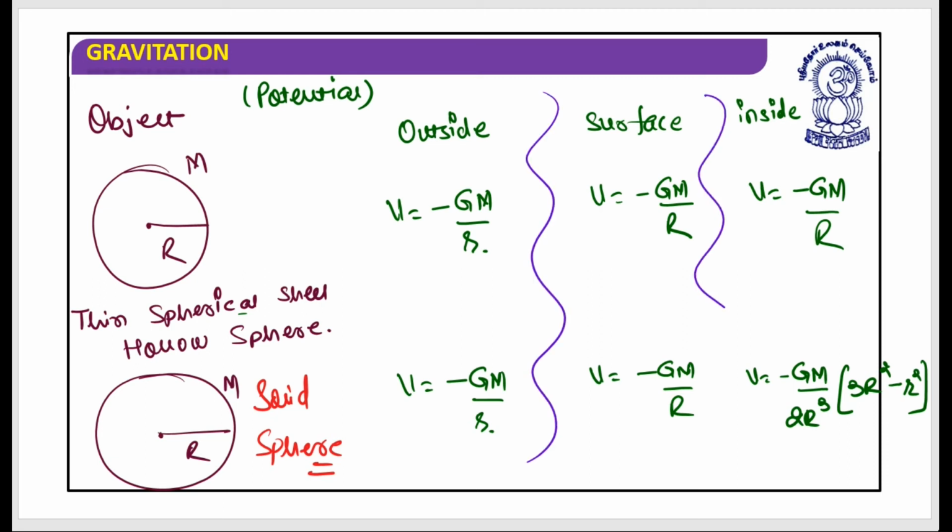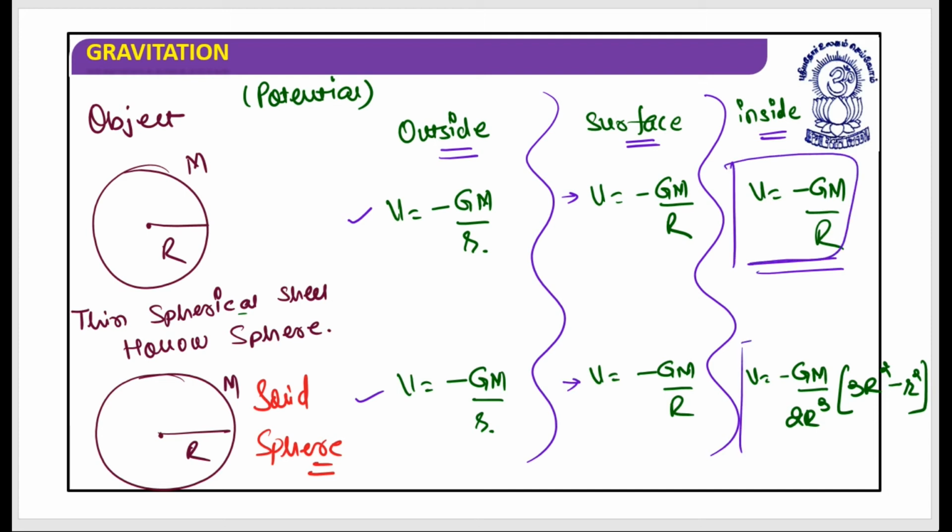Great. Do you understand this? This is outside, this is on the surface, and this is inside. So what you need to be careful about is this. Look at the outside, both the relations are equal. On the surface, these two relations are equal, and the difference is only at these two locations. Other than this, all the relations are the same. This is about the potential.